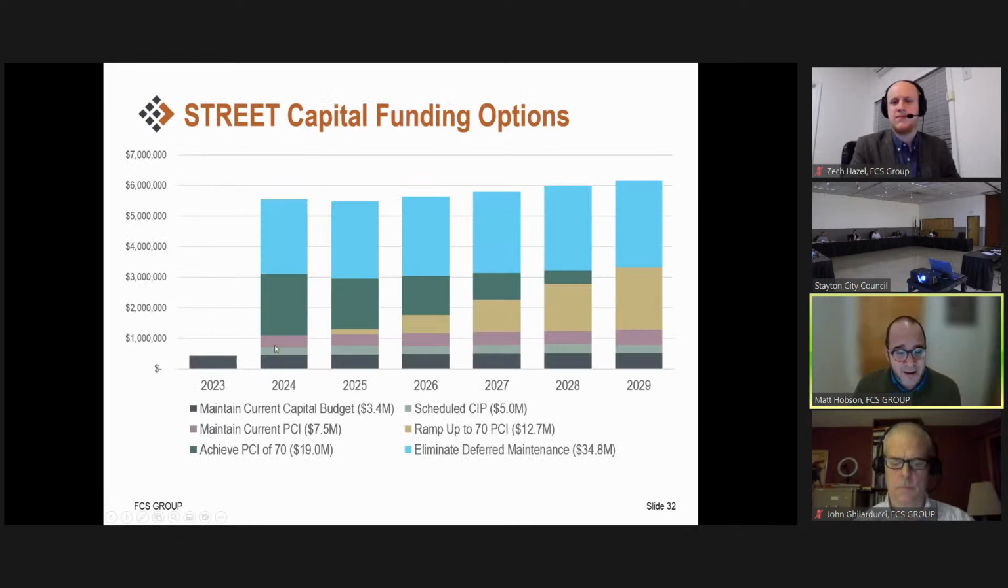So this chart here identifies the annual capital cost for each scenario. And so you can see the first area, maintaining our current budget of roughly $3.4 million over the lifetime of the forecast. The next one increases up to $5 million, which is our scheduled capital program. Maintaining our current PCI would require $7.5 million in capital. Ramping up to a 70 PCI is $12.7 million. Achieving the PCI in year 1 is $19 million, and then the most costly option, eliminating all deferred maintenance, is estimated at $35 million.